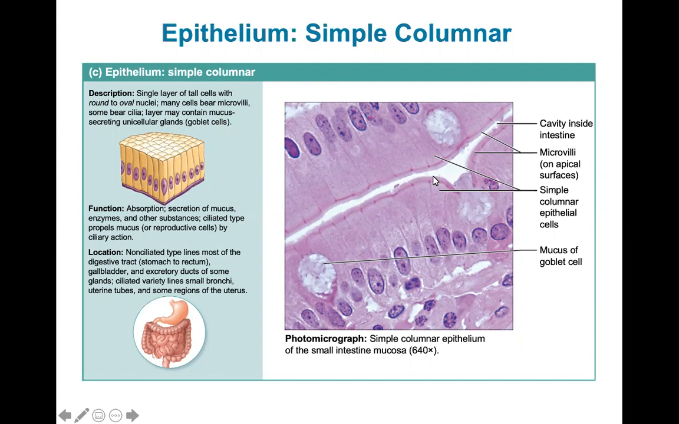And if you look, you can see it looks a little hazy at the end here. You can see the dark staining line. This particular type of simple columnar is actually ciliated. Okay. And I'm so sorry, not ciliated. It has microvilli projections. Okay.